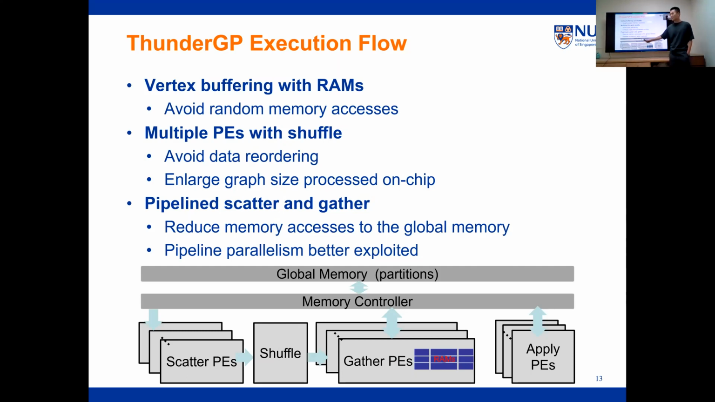Finally, we pipeline the scatter and gather inside the FPGA. As you can see, the scatter PEs and gather PEs are connected by streams inside the FPGA. So it's different from the BSP execution model of existing work, which executes the scatter for all the partitions, then writes back to the global memory, and then executes the gather stage. In this way, we can reduce the memory accesses to the global memory. And also we have a longer pipeline, so we can exploit pipeline parallelism better.